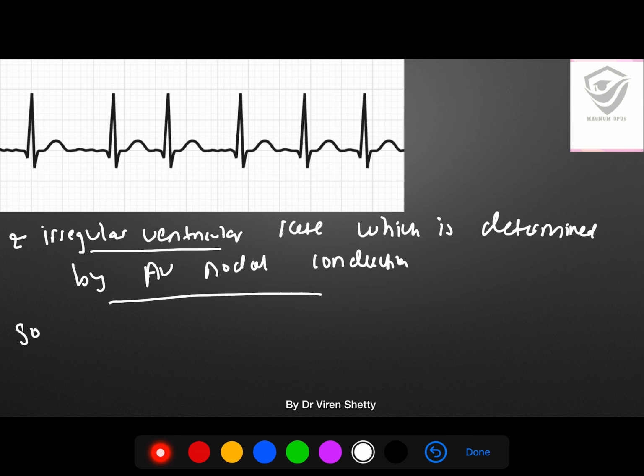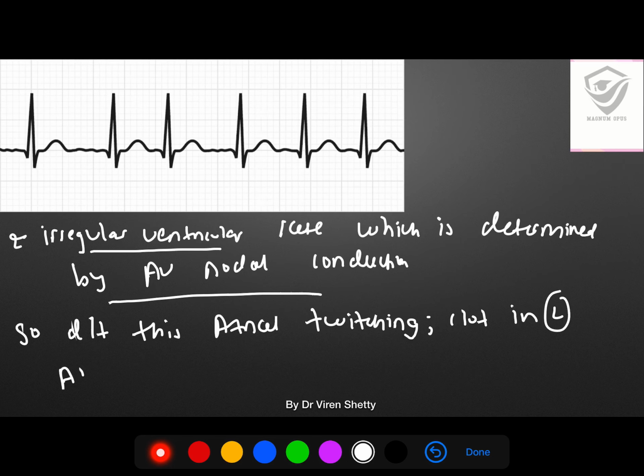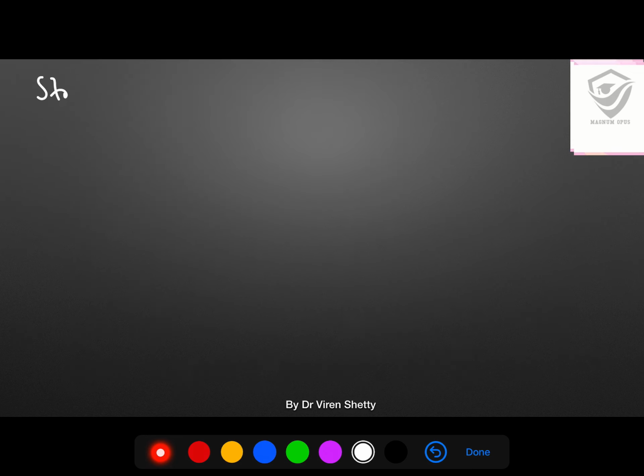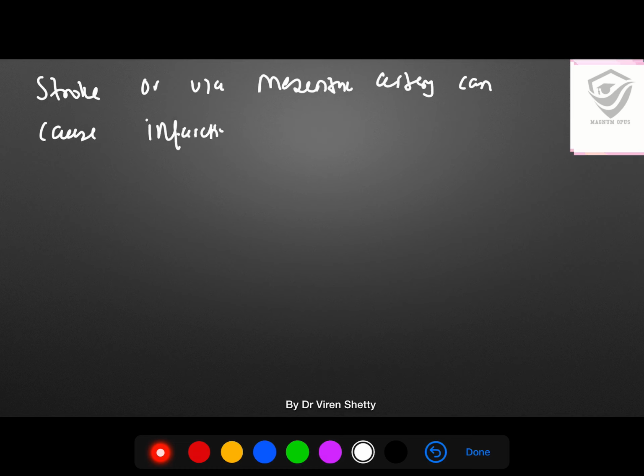So what occurs in atrial fibrillation is that due to this type of atrial twitching that you see, there is clot formation in the left atrial appendage, and this clot can go to the brain and cause a stroke, or it can go via the mesenteric artery and can cause an infarction of the bowel and cause a lower GI bleed.